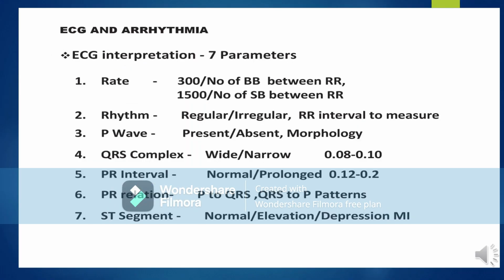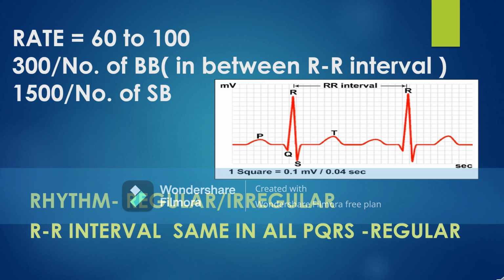Now let's see the 7 parameters for ECG interpretation. First one is rate, second is rhythm, then P wave, QRS complex, PR interval, PR relation and ST segment. Normal heart rate is 60 to 100. Below 60 is bradycardia and above 100 is tachycardia.